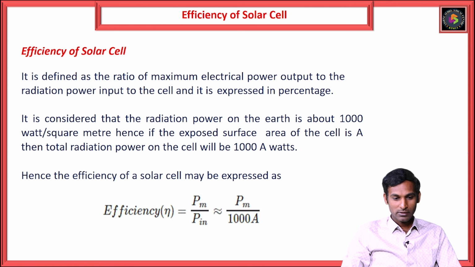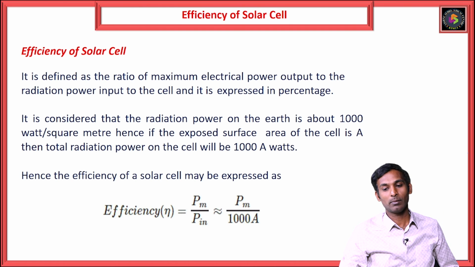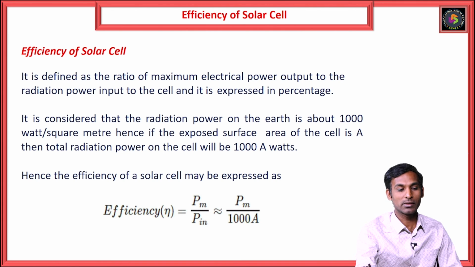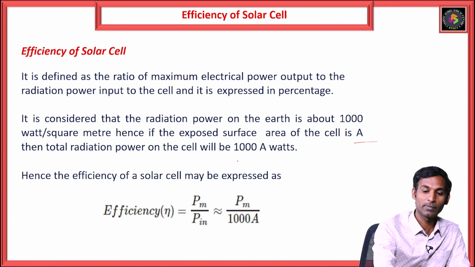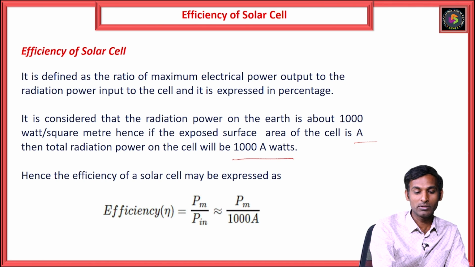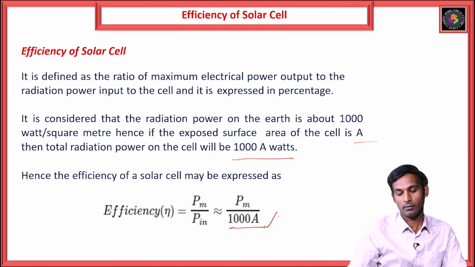Now you can see a small example for a solar cell. It is considered that the radiation power on the earth is about 100 watts per square meter. Hence, if the exposed surface of the solar cell is the given area, then the total radiation power on the solar cell will be 1000 watts. Substituting this, the efficiency of the solar cell is expressed as efficiency, the symbol is eta, maximum power divided by maximum input power. You can see here the maximum input power on the earth is nearly 1000 watts. Here is the formula.